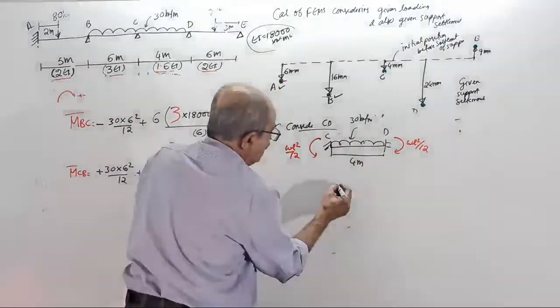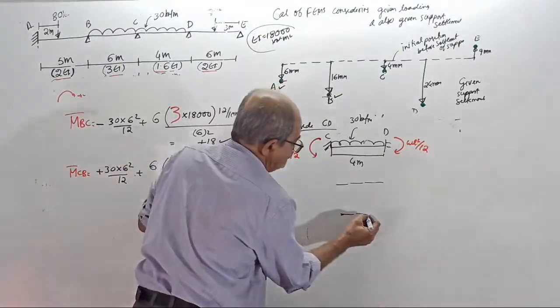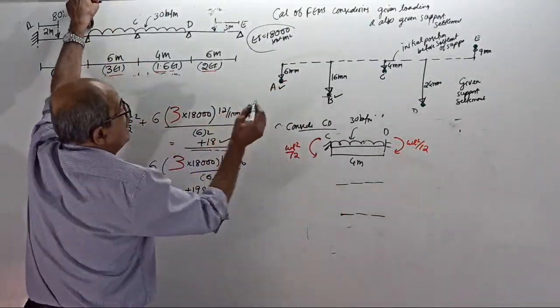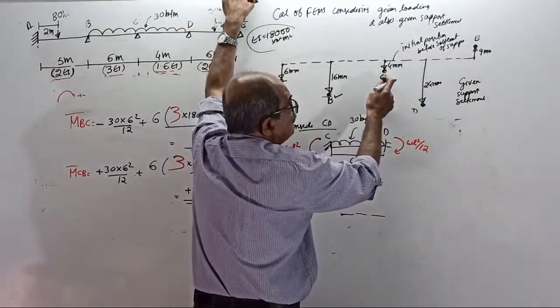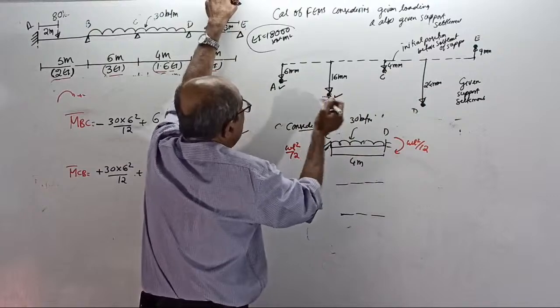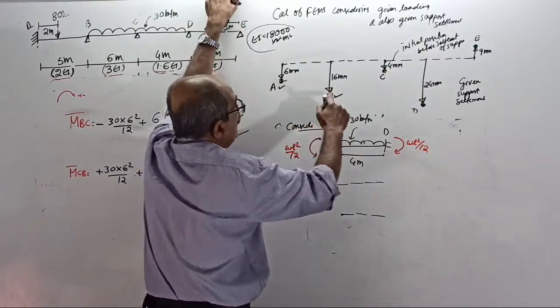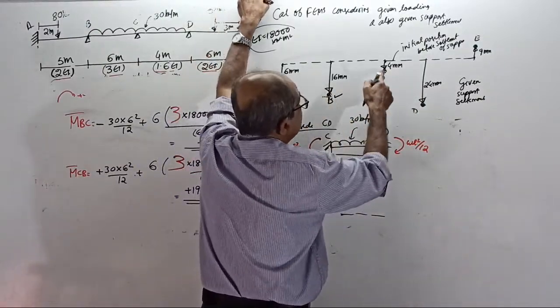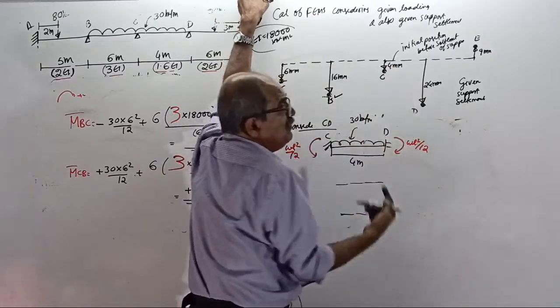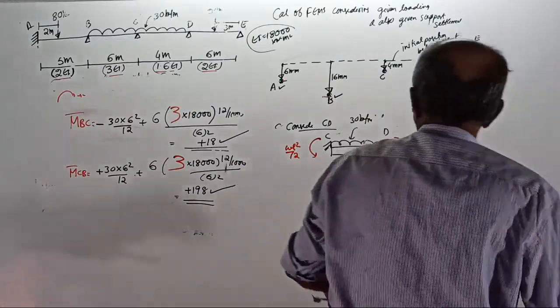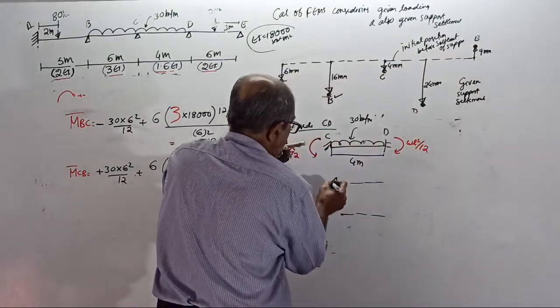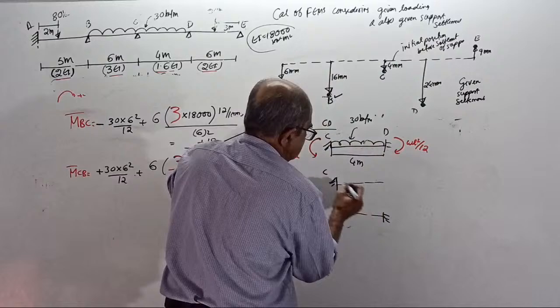Then, draw 2 parallel lines. Start. Tell me, you are covering C to D. Tell me, which is upper side? When I do A to B, A above, B below. When I do BC, B below, C above. When I do CD, which is upper side? C is upper side and D is lower side.